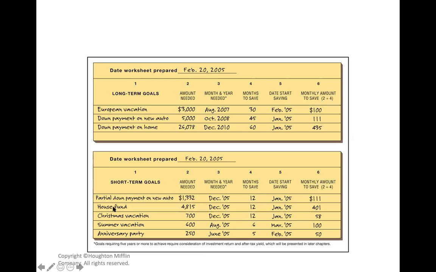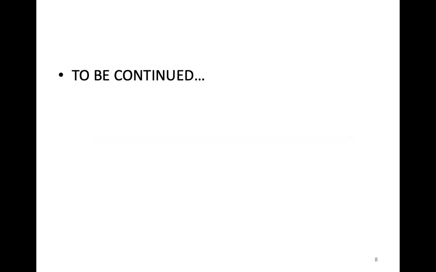Summer vacation. This is even shorter because summer is coming soon, from February to August, 6 months. So he or she will need $100 for 6 months. For $600, maybe he or she can go somewhere near. Let's say we are in Jakarta, we can go to Bali with $600. Anniversary party, that's not too much money, but still needs to be saved. $50 per month for 5 months. More or less, this is a perfect example for personal budgeting.